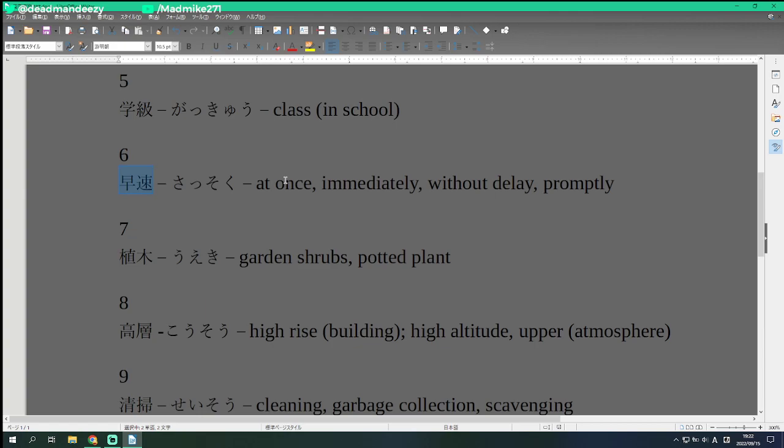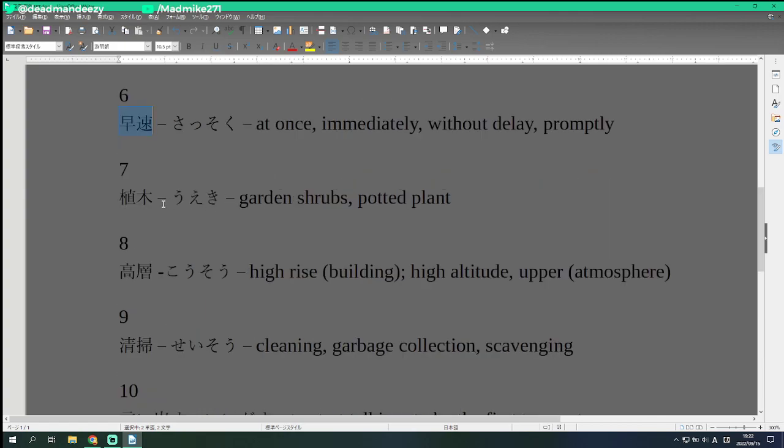Number seven is ueki. Ue on the left side, or shoku, is plants, and ki on the right side is trees. So ueki are specifically garden shrubs, potted plants, or trees themselves. Ueki are garden plants or potted plants. There's an emphasis on things that humans themselves are growing.